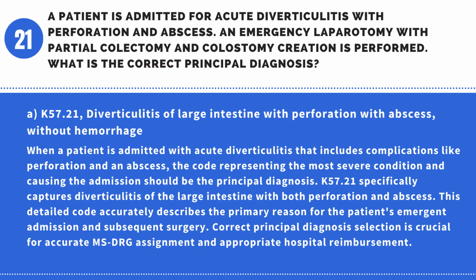K57.21 specifically captures diverticulitis of the large intestine with both perforation and abscess. This detailed code accurately describes the primary reason for the patient's emergent admission and subsequent surgery. Correct principal diagnosis selection is crucial for accurate MS-DRG assignment and appropriate hospital reimbursement.